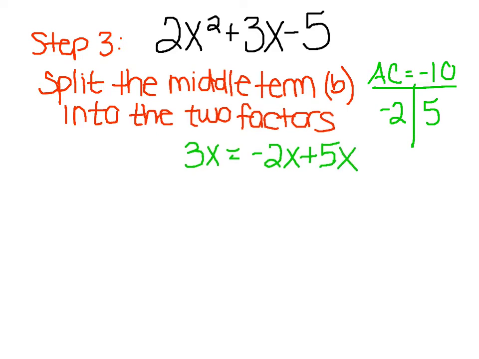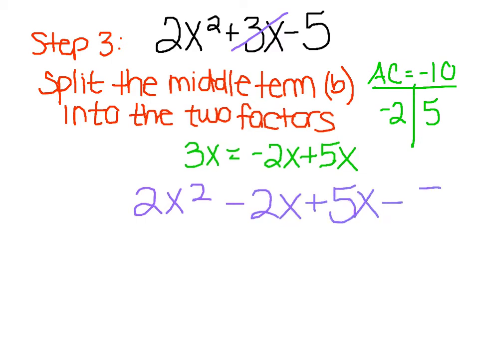We know that negative 2x plus 5x adds to 3x because that's what we were doing when we found the factors. Well, now what we're going to do is we're replacing 3x. We're substituting it out. We're going to have 2x squared minus 2x plus 5x minus 5. So basically what I did was I took the middle term plus 3x and I split it into my two factors that I found over here, negative 2x and 5x.